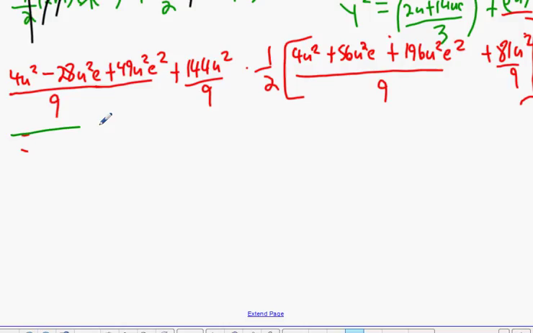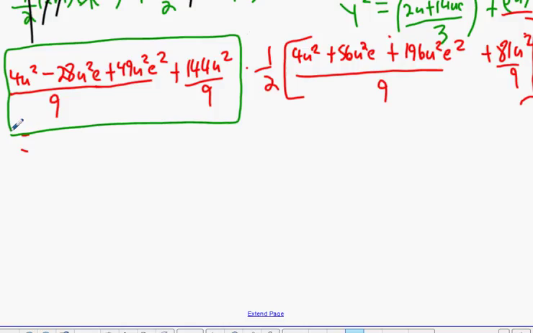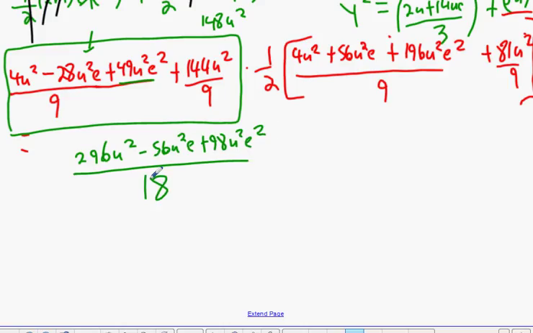I'm going to target this area here for a second. 4u squared plus 144u squared. I want that over 18 instead of 9. Times 2. There you go. 296u squared. Times that by 2. Times that by 2. All over 2 times 9. Next, is that plus or minus? It's a plus, isn't it?